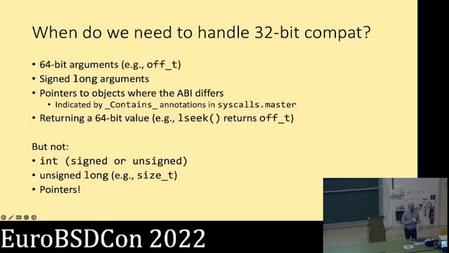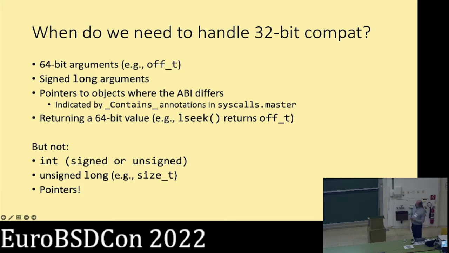So when do we need to provide 32-bit compatibility? Well, an obvious case, if we have a 64-bit argument, on 32-bit, it doesn't fit in one register, so it has to be spread out. And now we need to do some special handling there. Signed longs are a problem, because longs are different sizes, so if we declared it as a long in the system call argument array and didn't sign extend it, we'd have the wrong number. And that would be sort of bad.